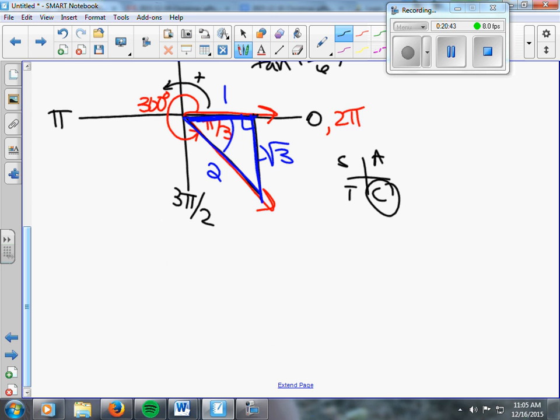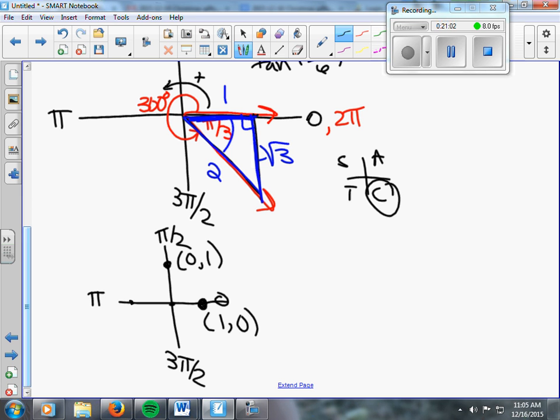All right. Then the other thing you have to know are the axis angles. The 0, the pi halves, pi, and 3 pi halves. I do this with a unit circle. I think of a point a distance of 1 away from 0, 0. This point here is 1, 0. This one is 0, 1. Here I have negative 1, 0. And the last one would be 0, negative 1.